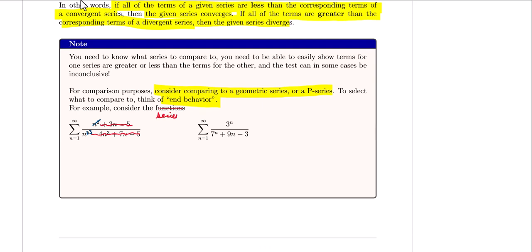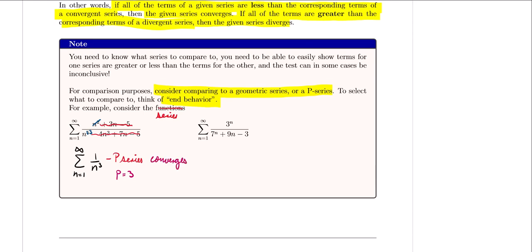So a great series to compare this original series to will be the p-series, given here by the sum as n goes from 1 to infinity of 1 over n cubed. Now this one here has a p-value of 3, so we know that this p-series converges.